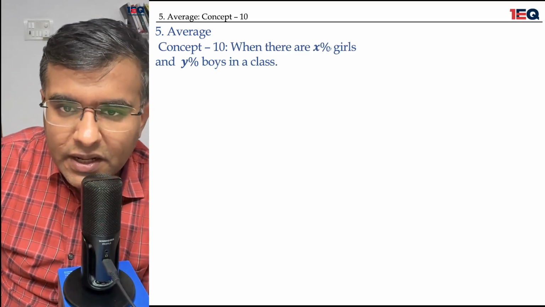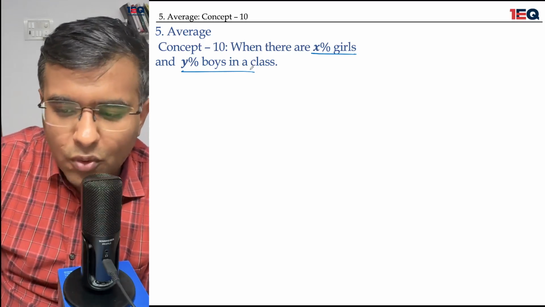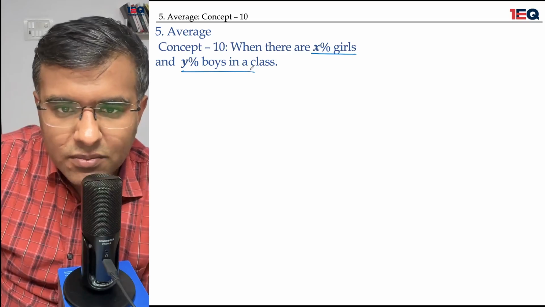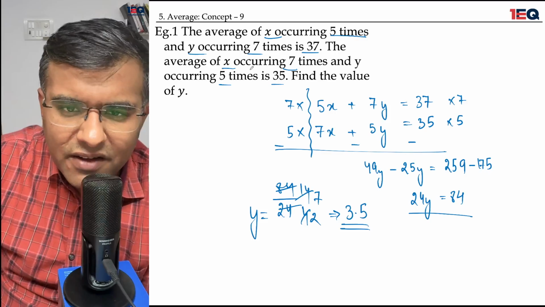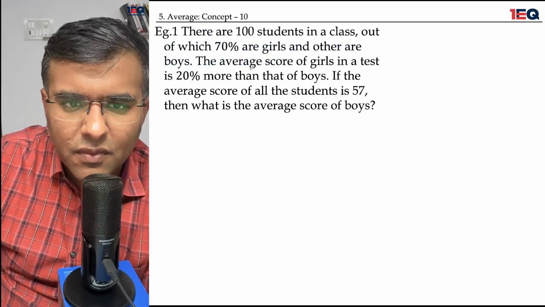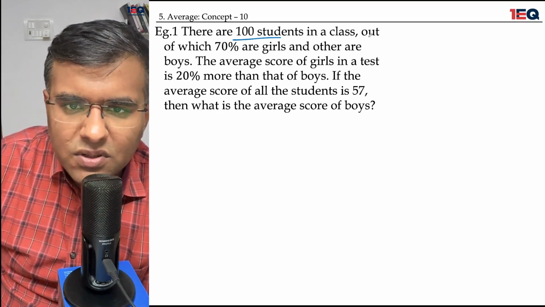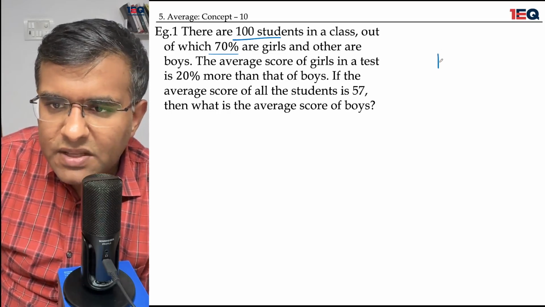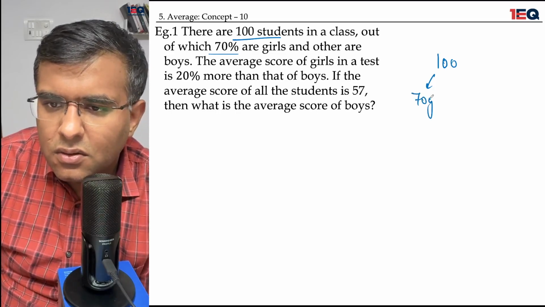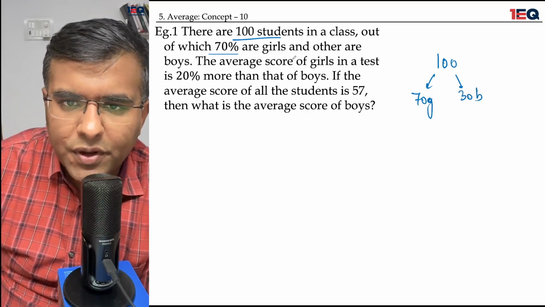So when there are x percent girls in the class or y percent boys in class, this is almost similar to the concept which we talked about. Weighted averages. Moving to the question directly. There are 100 students in a class, out of which 70% are girls and the rest are boys. That means there are 100 students, 70 girls, and 30 boys.